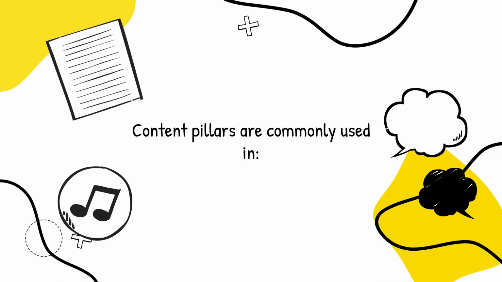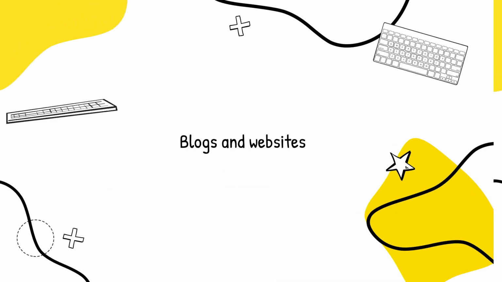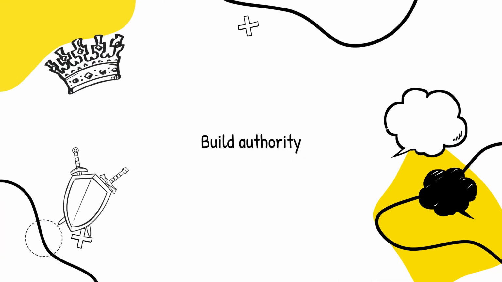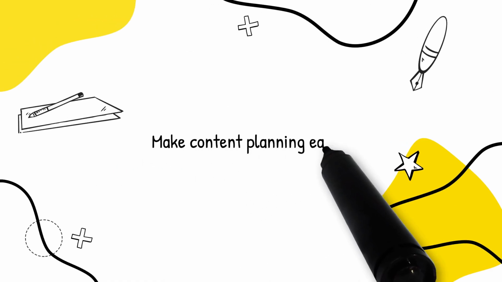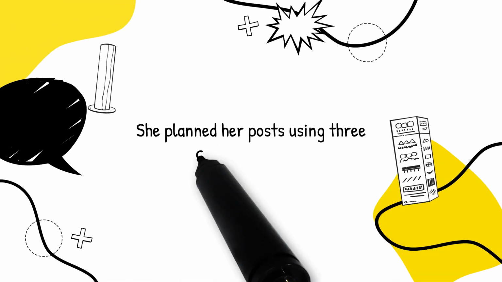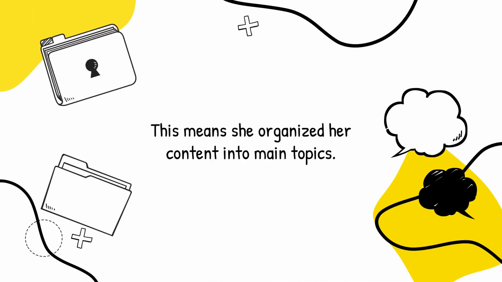Content pillars are commonly used in social media marketing, YouTube channels, blogs, and websites. They help you stay consistent, build authority, make content planning easier. For example, she planned her post using 3 content pillars. This means she organized her content into main topics.